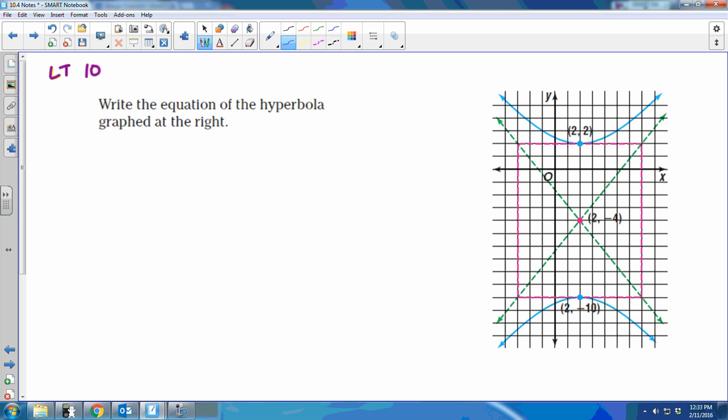A and B. Center, plot B. Center, A and B, those are good. I need one more thing. Vertex. No.